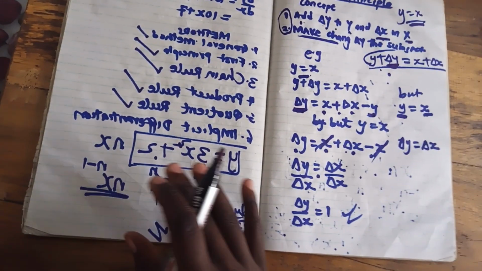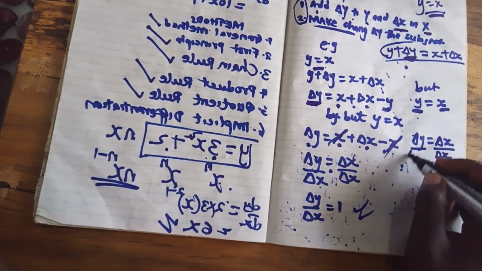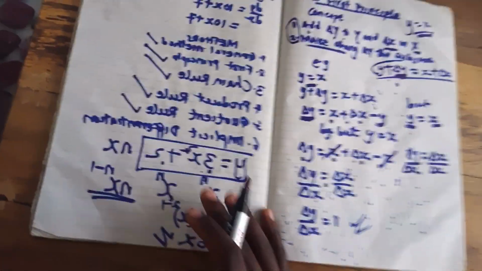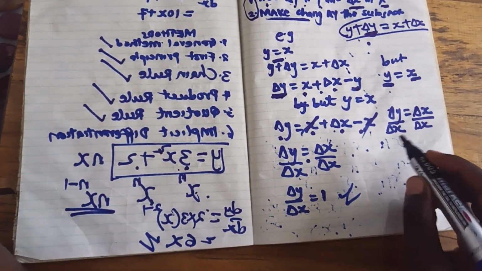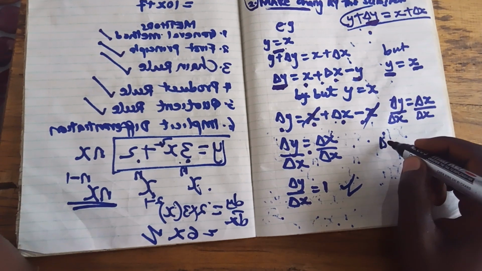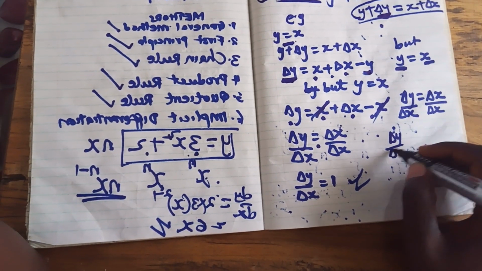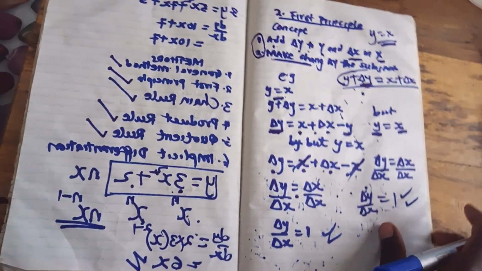Then the last procedure always, we must divide both sides by change in x. The question asked us to find dy all over dx. So our change in y over change in x is equal to 1. That's our final answer.